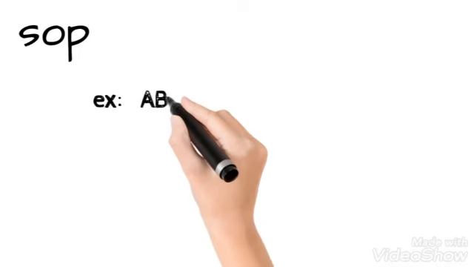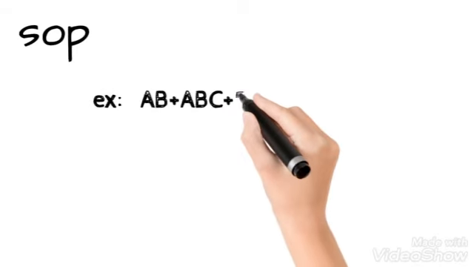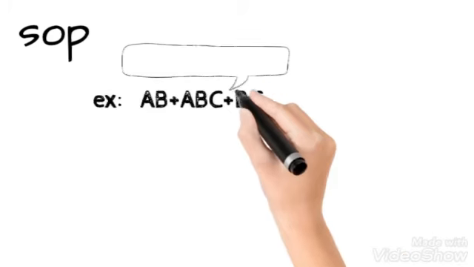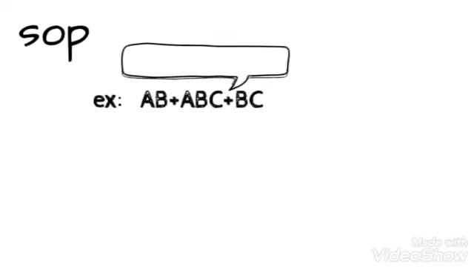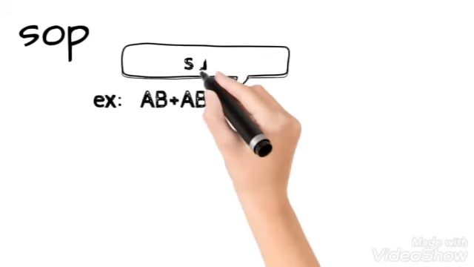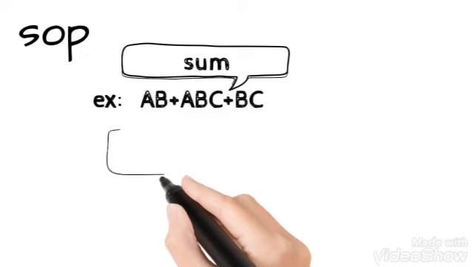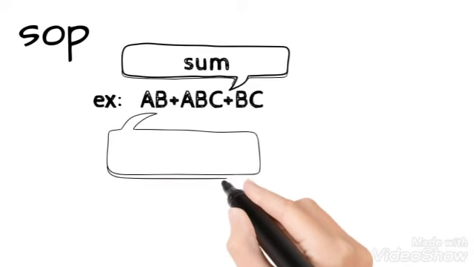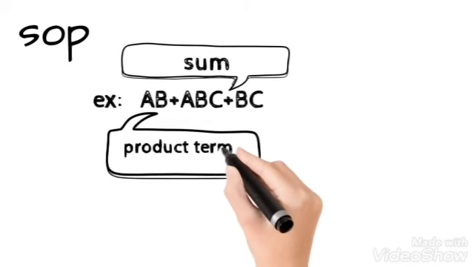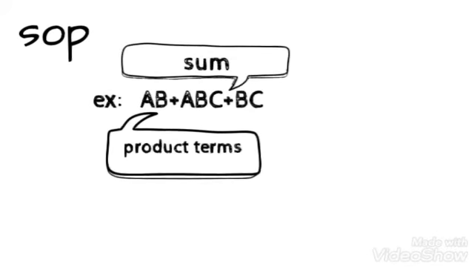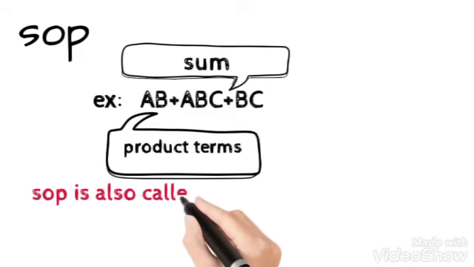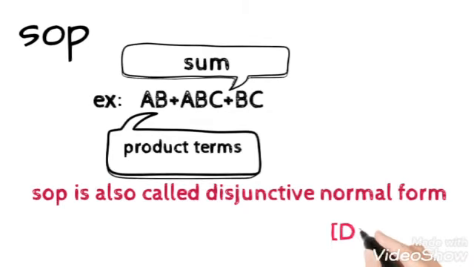SOP means sum of product. SOP is a group of product terms summed together. For example, AB plus ABC plus BC. And this is called the sum. And these ones, A into B, A into B into C and B into C, are called product terms. SOP form is also called disjunctive normal form, DNF.